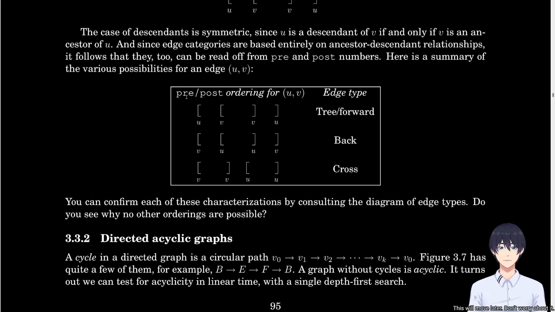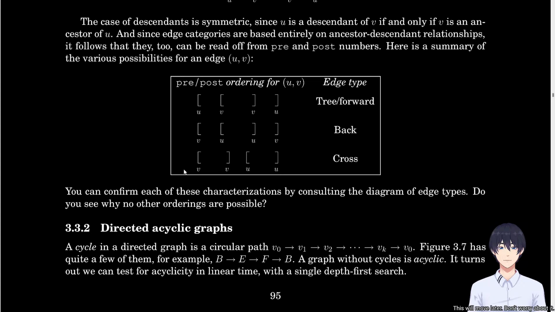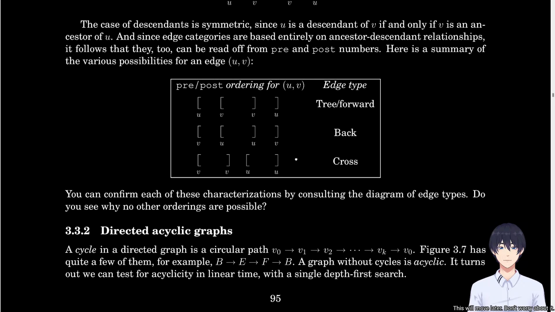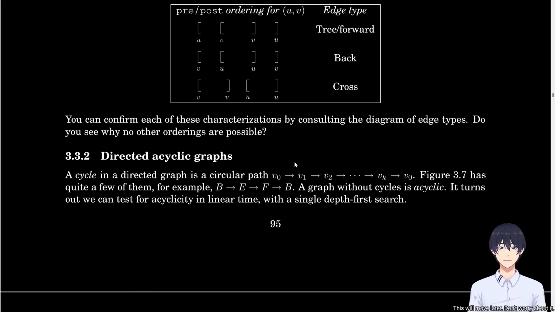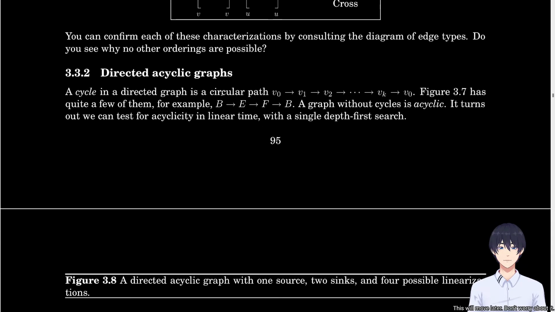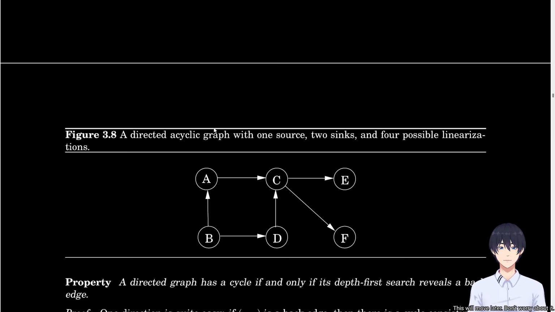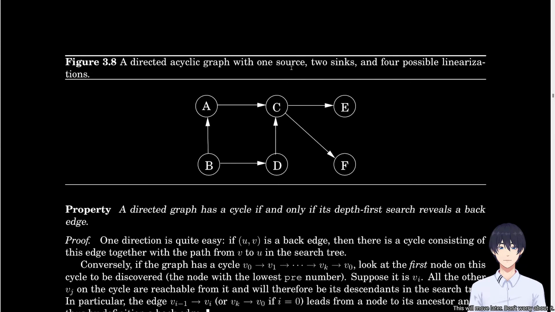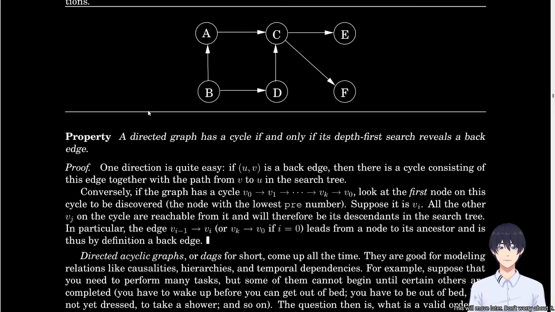So, what does this mean, U and V? You explore U, you see V, you finish exploring V, you finish exploring U. Or the other way. Or the cross edge. Okay, I see. Directed acyclic graphs, or DAGs. One source, two things for possible. Okay.